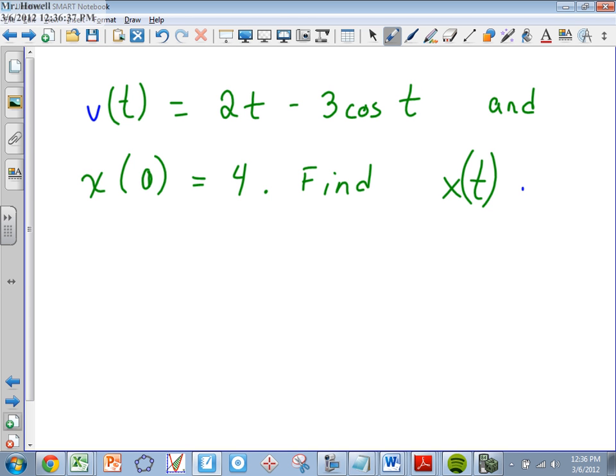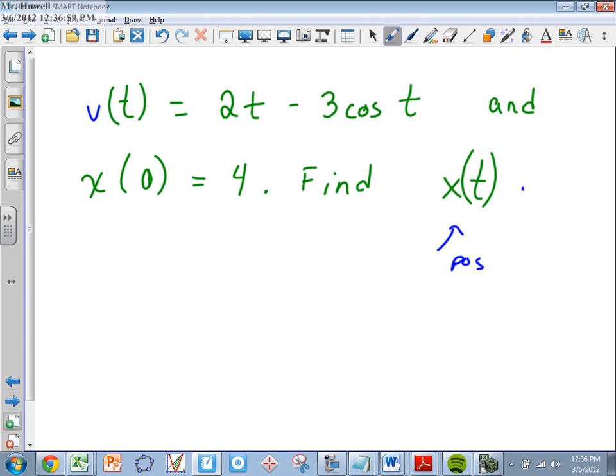So let's go through this, guys. You're given what function? V of t, which is a wave, good. And what do we call v? It's the original velocity or the original function. And what are we asked to find? The position. We're asked to find the position. Remember, this is position.